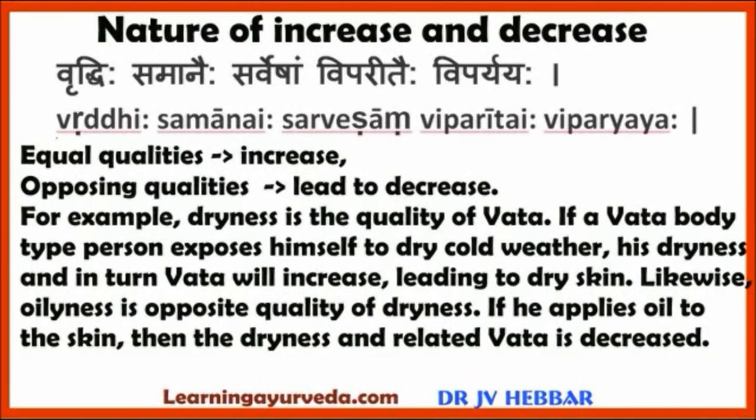Nature of increase and decrease. Vriddhi samanaihi sarvesham viparitaihi viparyayaha. Equal qualities lead to increase and opposing qualities lead to decrease. For example, dryness is the quality of Vata. If a Vata body type person exposes himself to dry, cold weather, his dryness and in turn Vata will increase, leading to dry skin. In the same way, oiliness is the opposite quality of dryness. If he applies oil to the skin, then the dryness and related Vata is decreased.